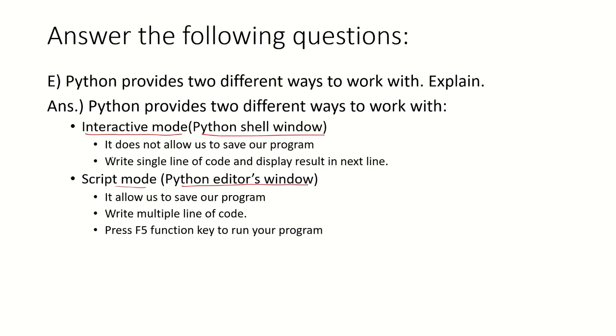In interactive mode, you cannot save your program. You can write a single line of code, and when you press the enter key, you will see your result in the next line. Is that clear? In script mode, you can save your program, you can write multiple lines of code, and to execute your program, you have to press the F5 key, or from the run menu, you have to press run module. Clear?